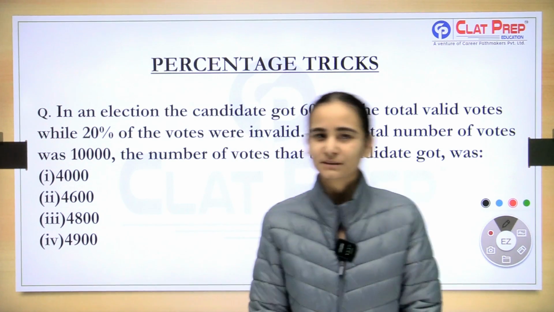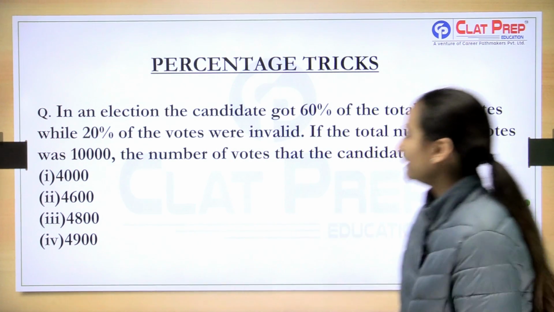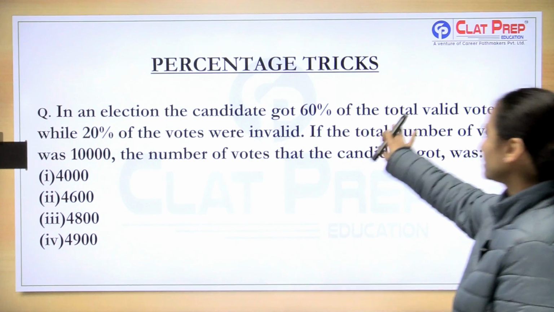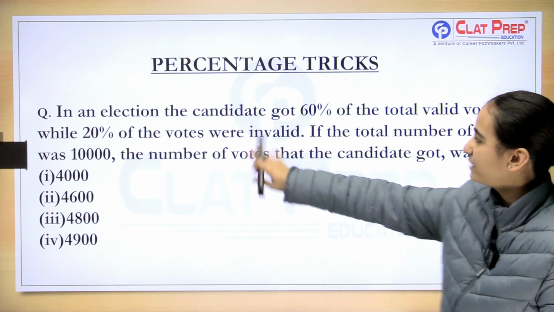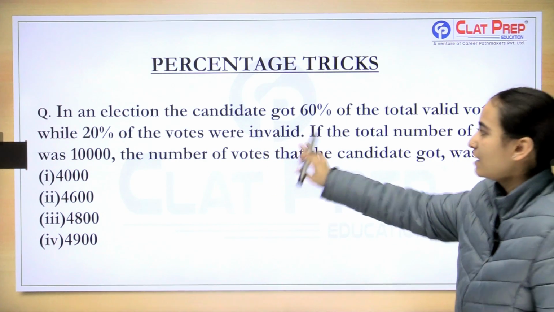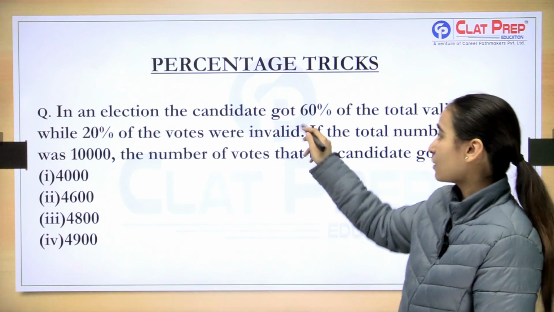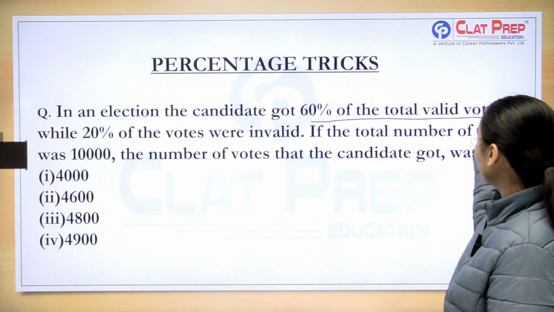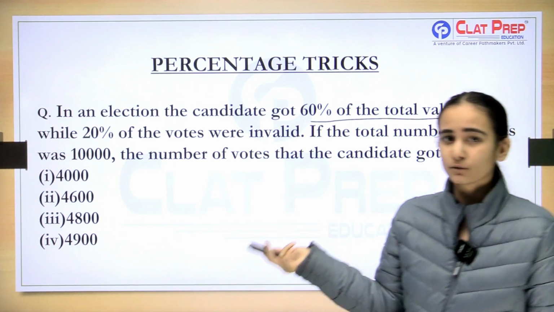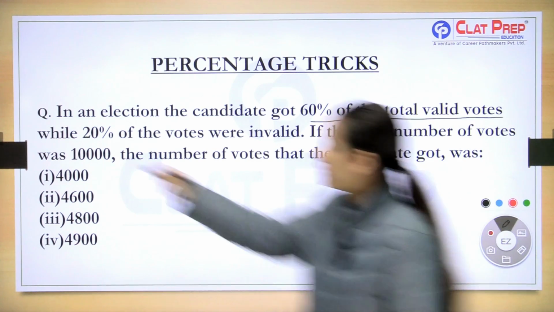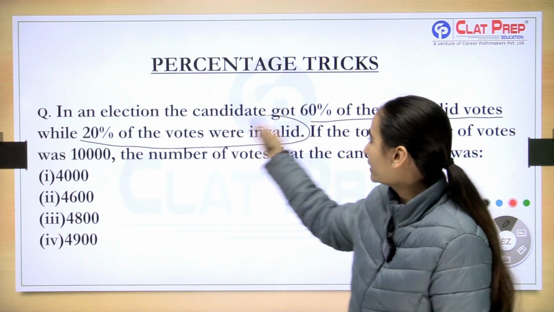Today we have got a percentage trick for you. Let's look here. In an election, the candidate got 60% of the total votes, while 20% of the total votes were invalid. So, if the candidate has got 60% of the total valid votes, we'll have to first find out the total number of valid votes, which is given here that 20% of the votes were invalid.